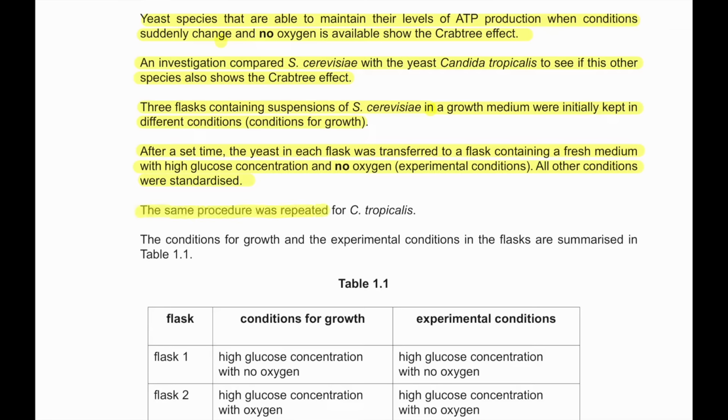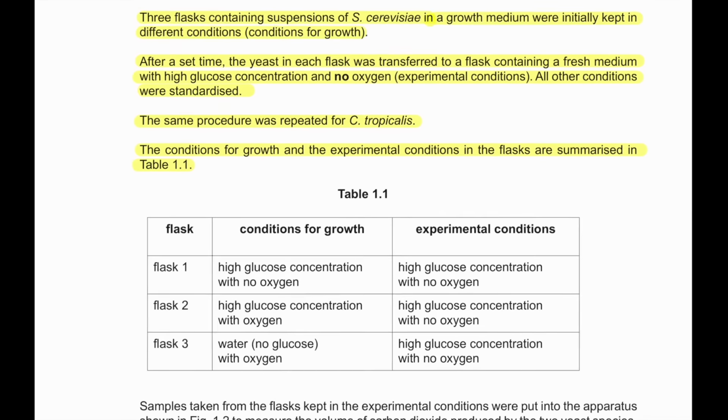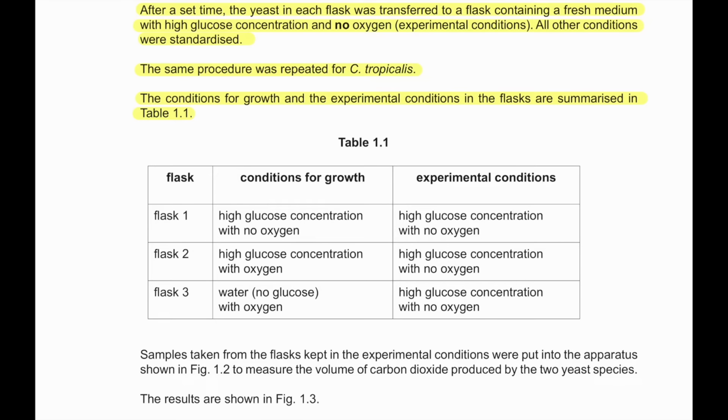The same procedure was repeated for C. tropicalis. The condition for growth and the experimental condition in the flask are summarized in table 1.1. Flask 1. Conditions for growth: high glucose concentration with no oxygen. Experimental condition: high glucose concentration with no oxygen. Flask 2: we have high glucose concentration with oxygen. And in flask 3, water, no glucose, with oxygen.